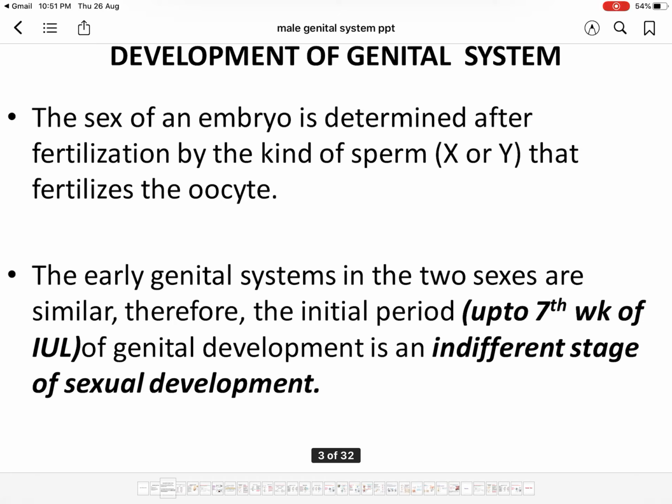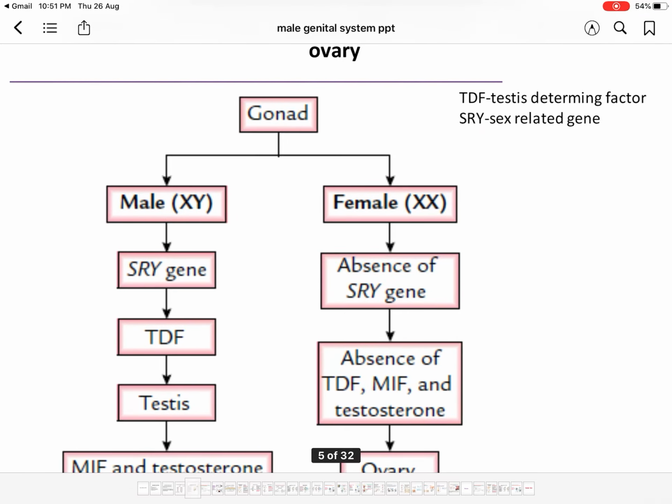So this stage, up to the 7th week of intrauterine life, of genital development is called the indifferent stage of sexual development, because the sexual development is the same up to this stage. Now what happens?